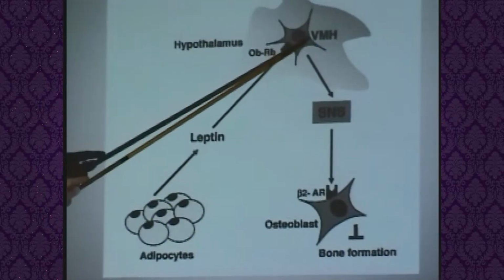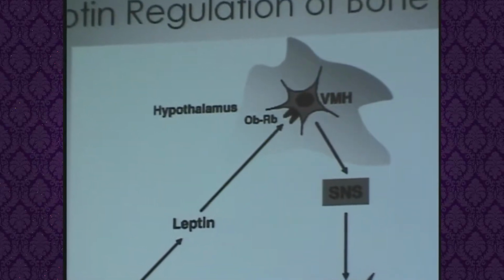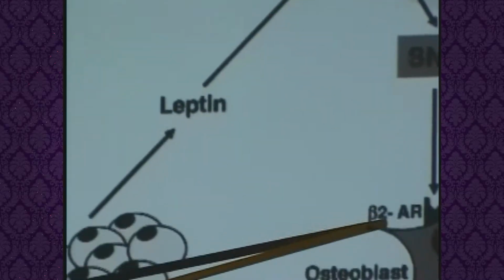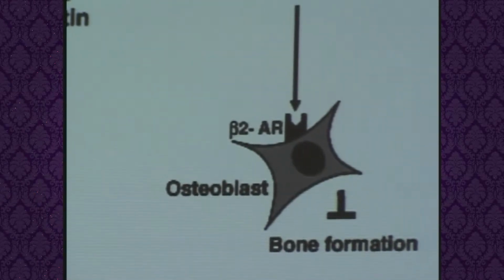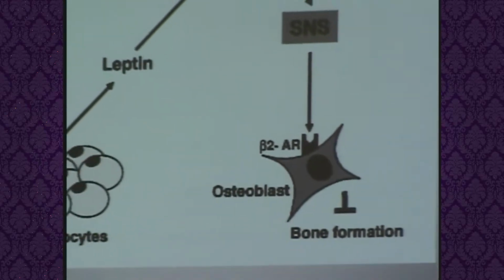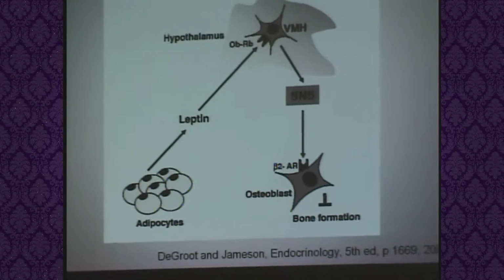So through a series of elegant and very complex studies, there are multiple indirect effects of leptin that have been discovered by Karsenty that work indirectly through action of the leptin molecule on the ventromedial hypothalamus, which then signals the sympathetic nervous system to activate beta-2 receptors in the osteoblast, largely to inhibit osteoblastic, I'll say proliferation, differentiation, development, and function. I believe all of those functions are inhibited, but certainly the end effect is a decrease in bone formation.